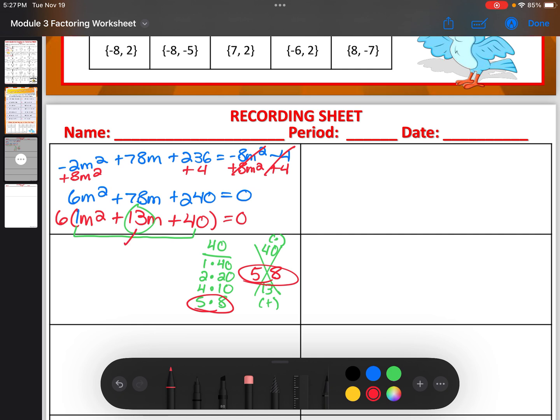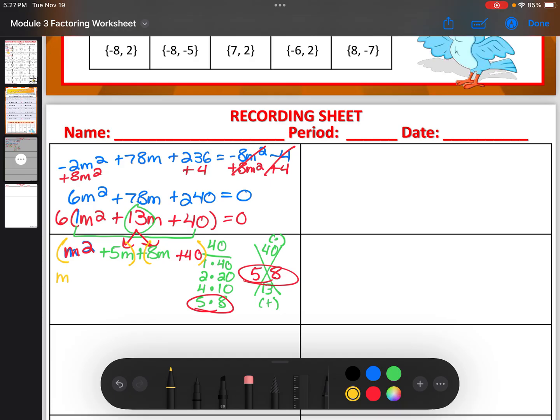So that 5 times 8 is going to split that middle term. So then you're going to rewrite it as m squared, this is me splitting my middle term, plus 5m plus 8m. And then we still have the plus 40. Try to keep my colors organized here. This is when you factor by grouping. So I'm going to group my first two and then my second two terms.